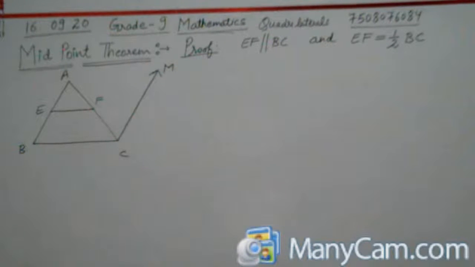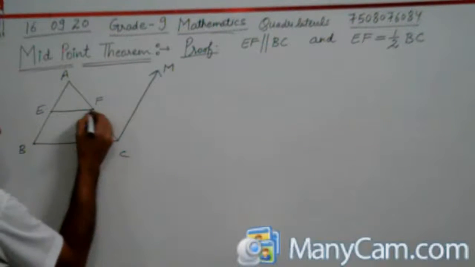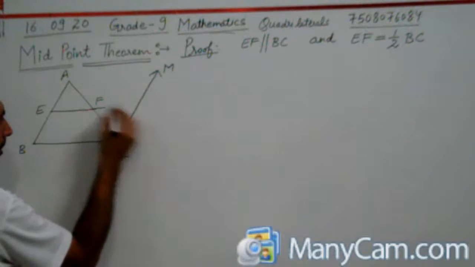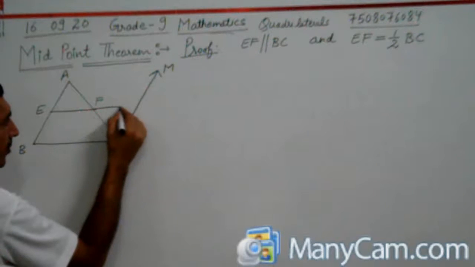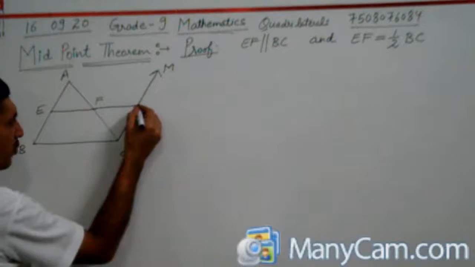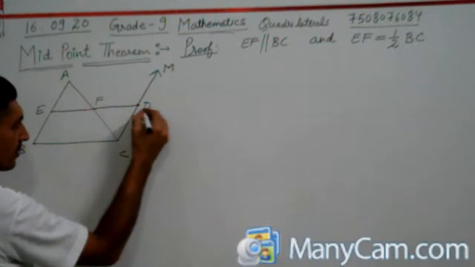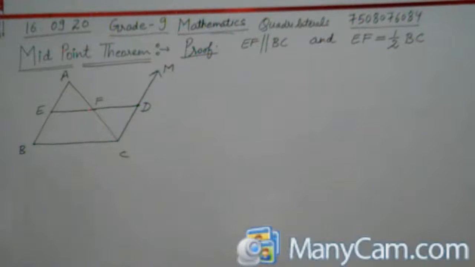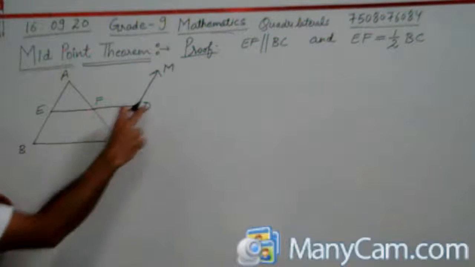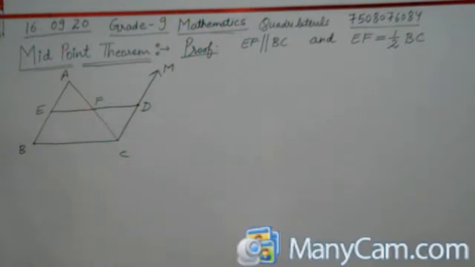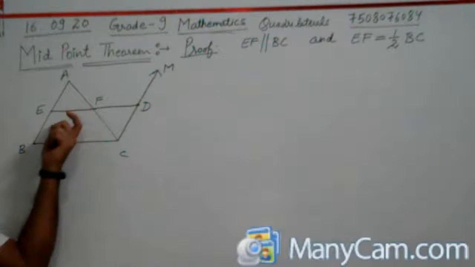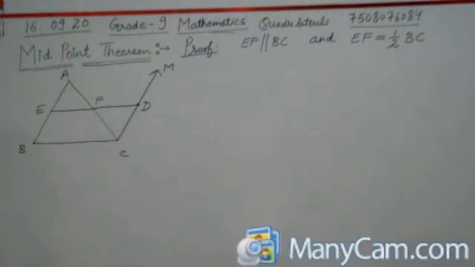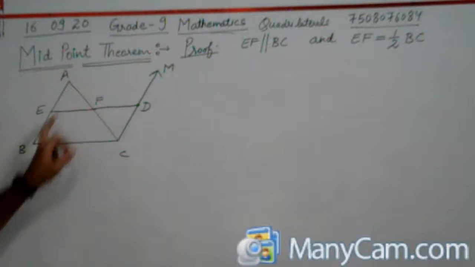By construction, we can produce this EF further. Let this point be D. Now, try to understand, EB and CD, they are parallel, right? And we have already discussed the properties here.